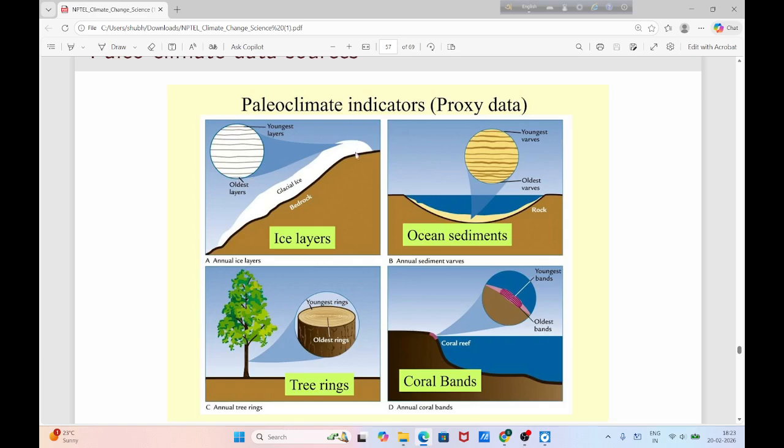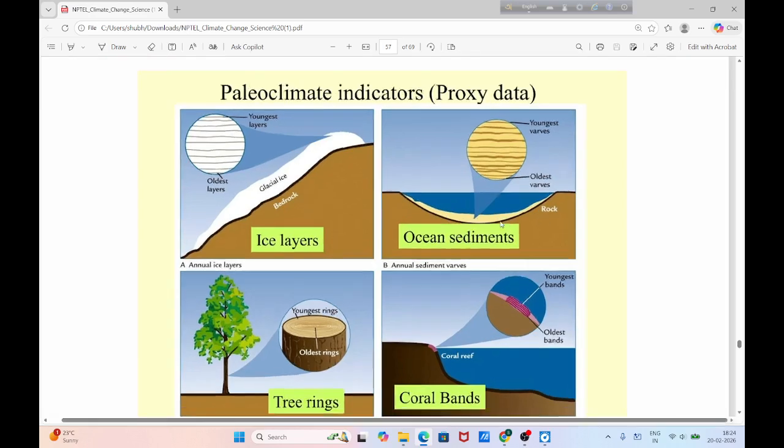If we can take a section of this ice and study the different parts of this layered ice, we can get an idea about the composition. There might be something trapped in the ice, there might be bubbles trapped in the ice also. So we can study those things from the oldest layers to the youngest layers. From there, we can determine conditions such as the temperature or the gas composition of the earth.